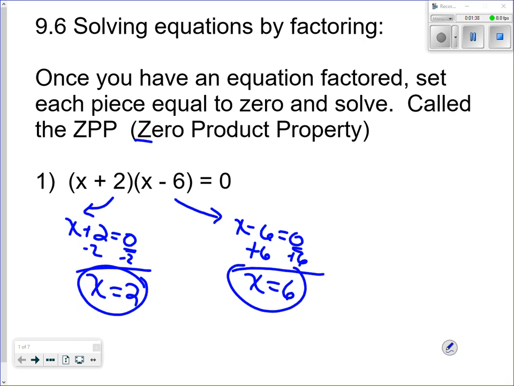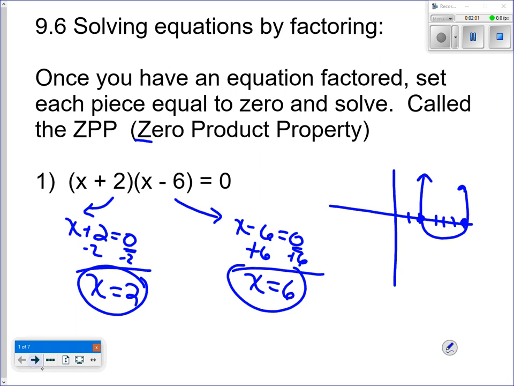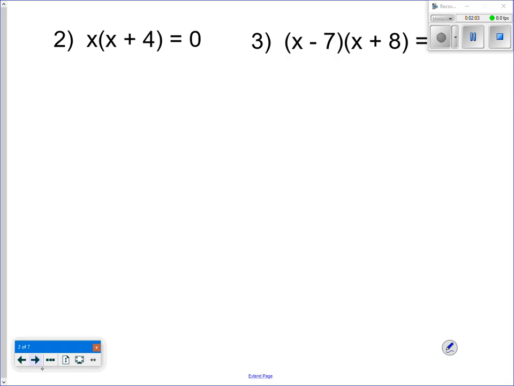So that means if you were looking at a picture of this one, like we were doing in the last couple of days, your picture would cross at 2 and 6, and you'd have your parabola looking like that. So instead of making a picture, we're just solving to come up with the solutions by factoring. Okay? All right, here's two more we're going to try.